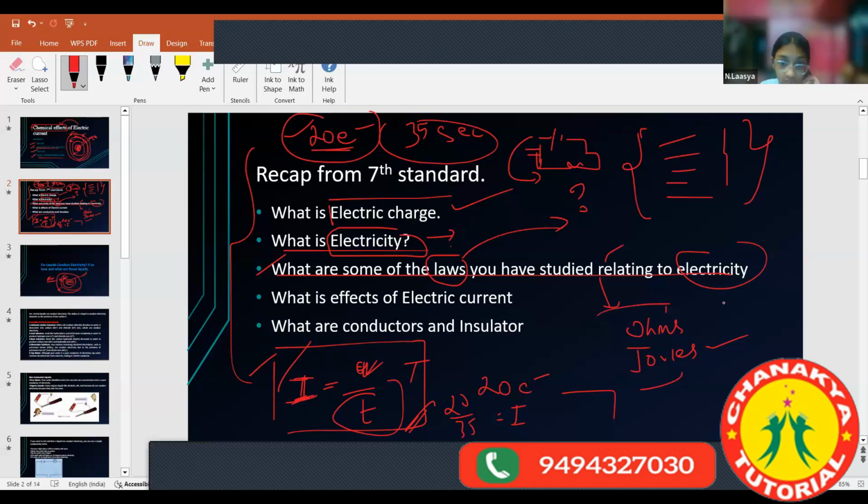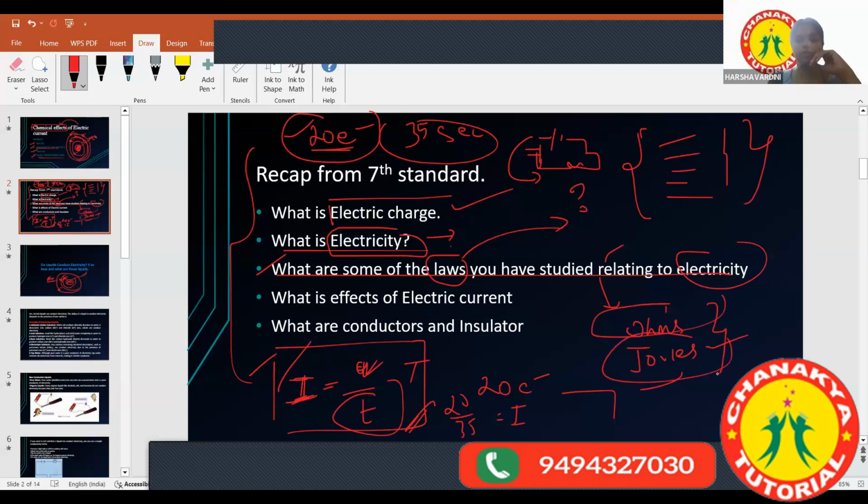We have something called Ohm's law and Joule's law. I don't know whether you have studied them or not. Ohm's law you should know, but Joule's law is fine. We discussed the effects of electric current, and what are conductors and insulators? What is a conductor and an insulator? This has also been covered in your 7th standard, I hope.